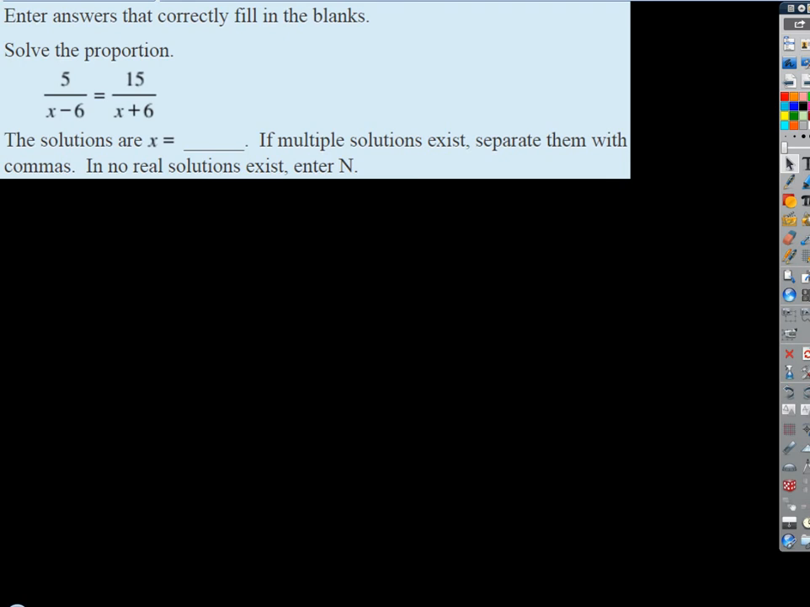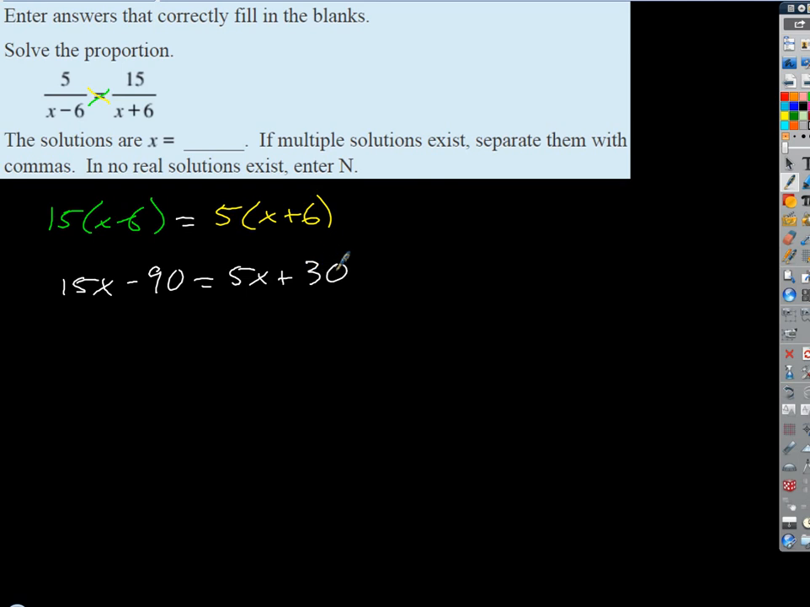We've got a proportion, so once again, we could solve this by just cross multiplying. There's a cross product. It would be equal to that cross product. So 15 times the quantity x minus 6 would equal 5 times the quantity x plus 6. And so if we distribute the 15, we'd get 15x minus 90 equals, if we distribute the 5, 5x plus 30, and then we would just solve for x.